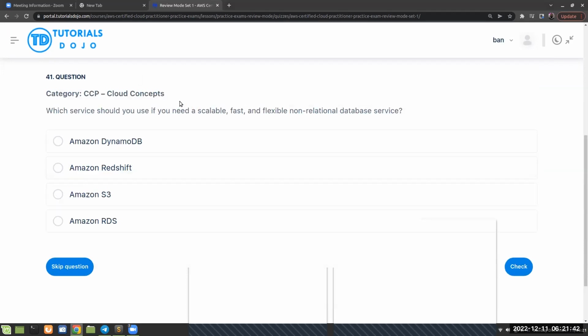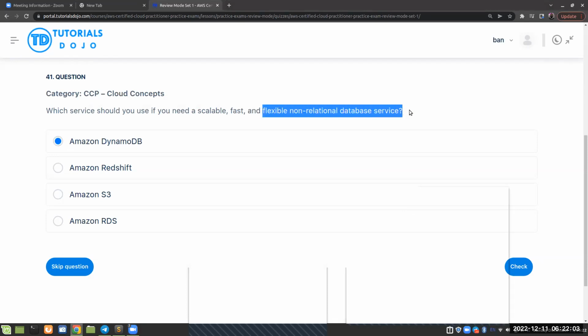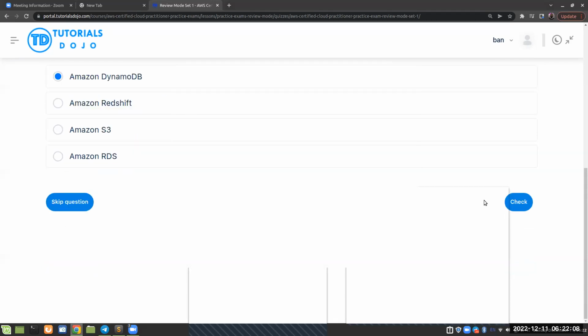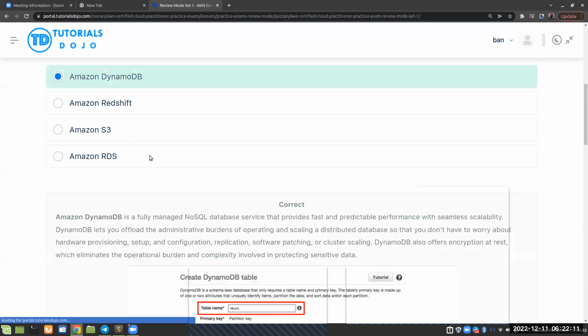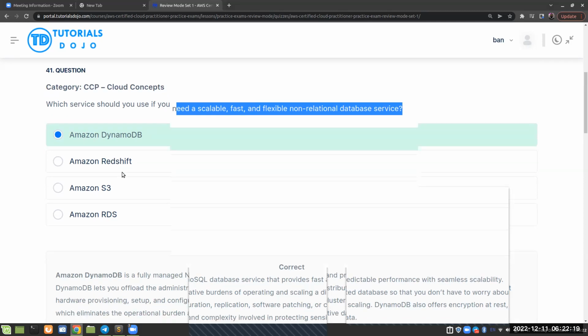So the next question is: which service should you use if you need a scalable, fast, and flexible non-relational database service? So you're looking for a flexible, scalable, fast, non-relational database service. RDS is relational, S3 is object storage, and Redshift is a data warehouse.